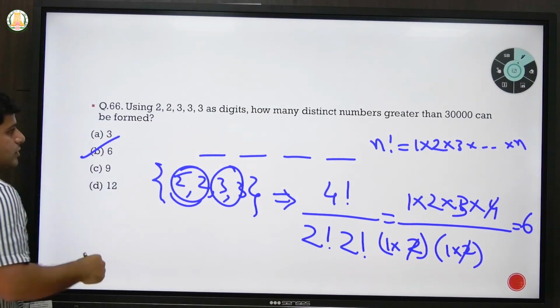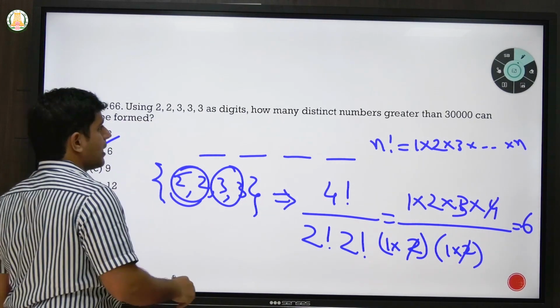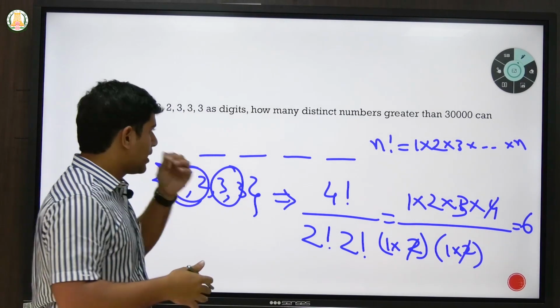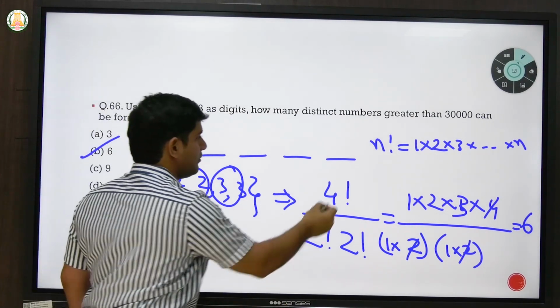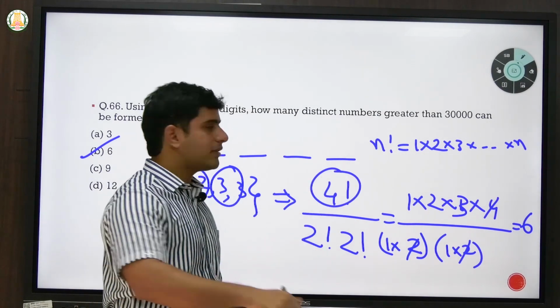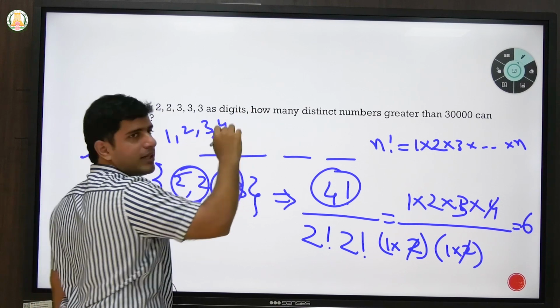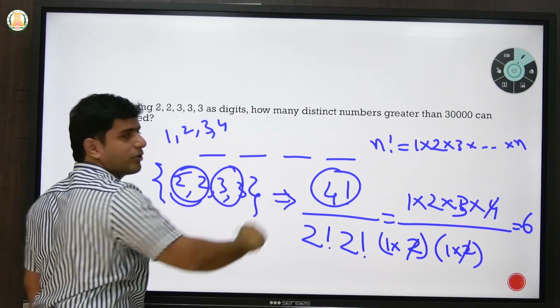This is another formula. How you go about this formula is, let's say you are given 4 digits and you have to arrange them in different possible ways. The number of possible ways will actually be 4 factorial. So if the numbers would have been 1, 2, 3, 4, if you have 4 different numbers, then the answer would have been 4 factorial.